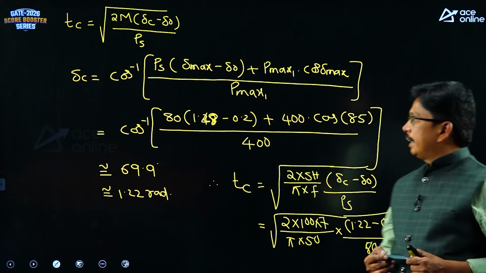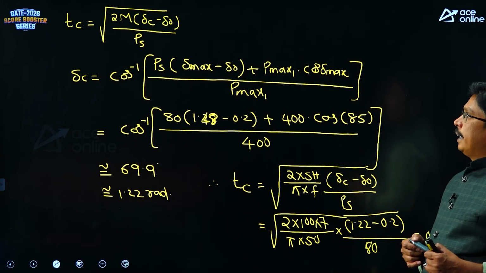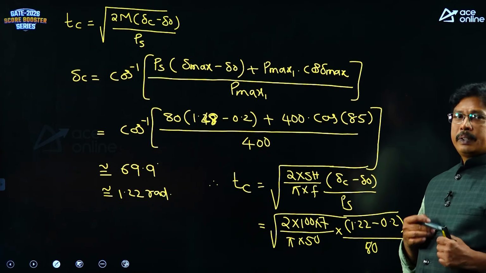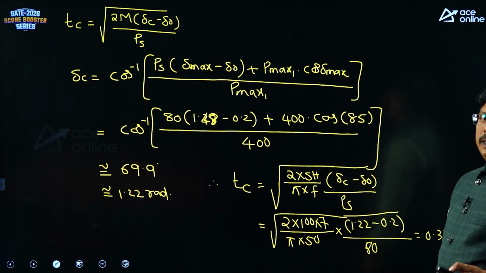So you have to definitely remember the formulas of Tc and delta C. Then only it will become easy. Otherwise, we need to go for the integration. Right. So we'll see the next question here.